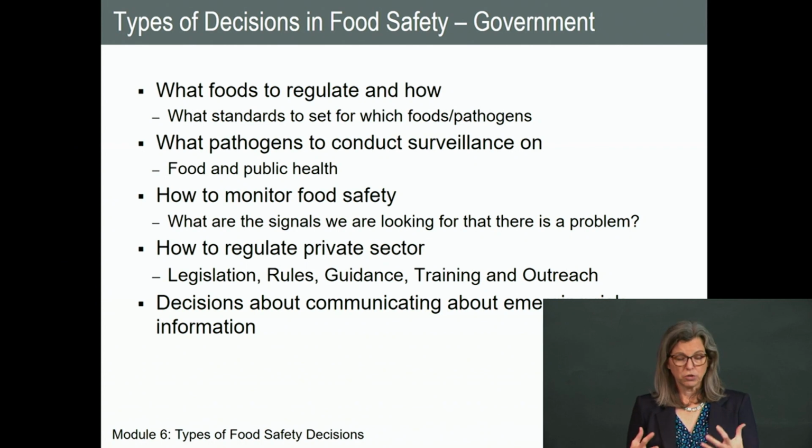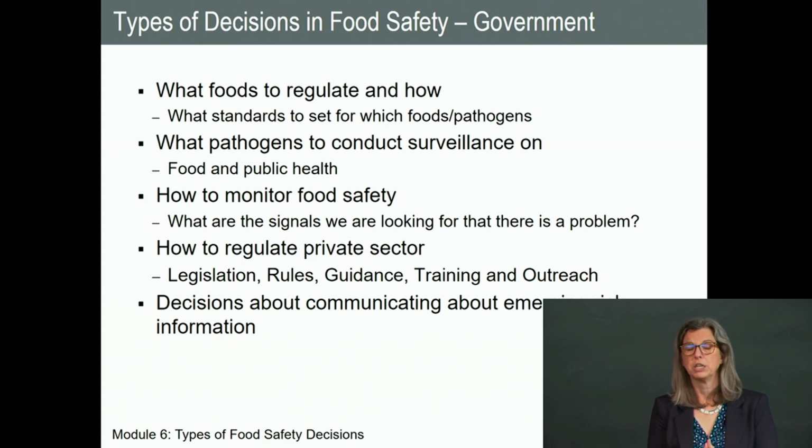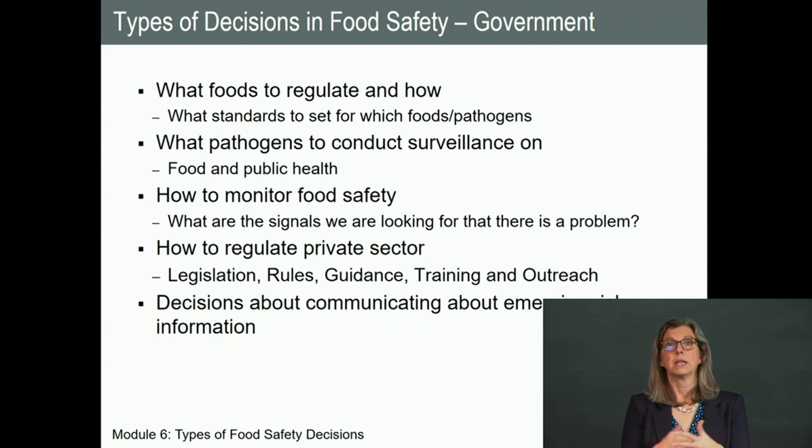Another big decision also related to those first 2 points is how to monitor food safety. So what are the signals that are being used? And we can talk a lot about the signals that are used in the United States to basically give the decision makers information about if there's an outbreak, if there's a surge in illnesses that are related to each other that might lead to decisions about launching an investigation, and decisions about collecting more data. So those could be a cascade of decisions.